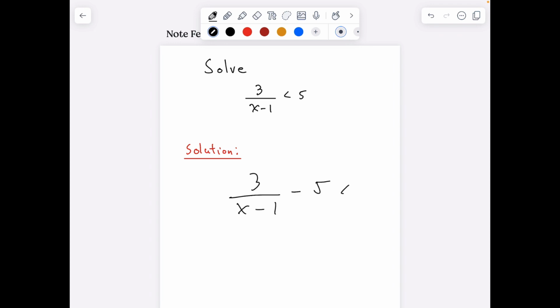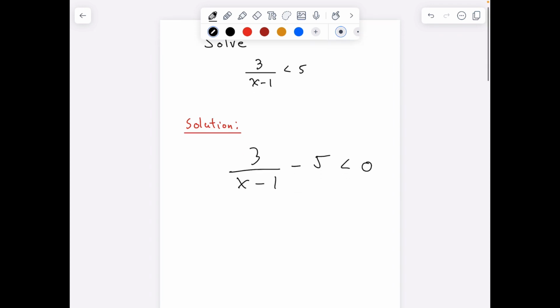And the reason I'm doing that is because when you're working with a nonlinear inequality, you're comparing your result to a number, and I find that comparing it to 0 is a lot easier in terms of positive or negative than a number like 5. So that's why I'm doing this.